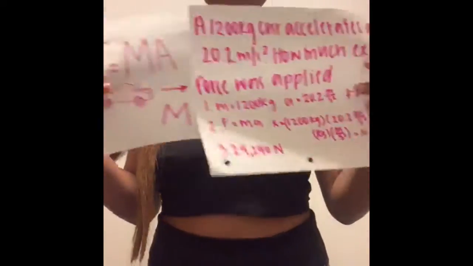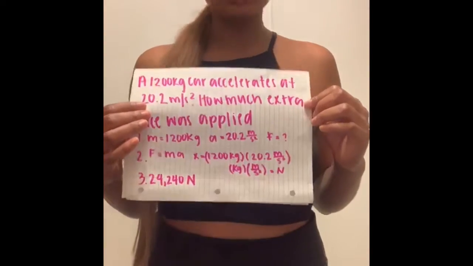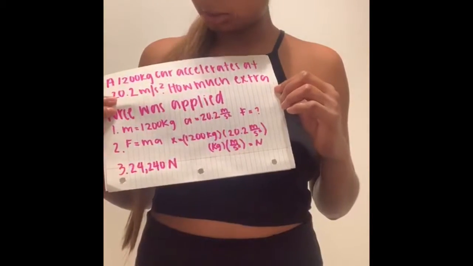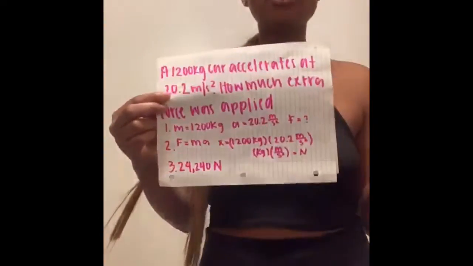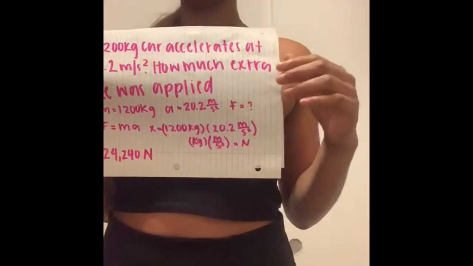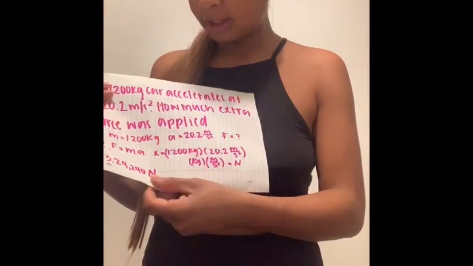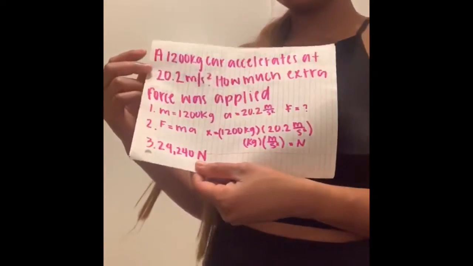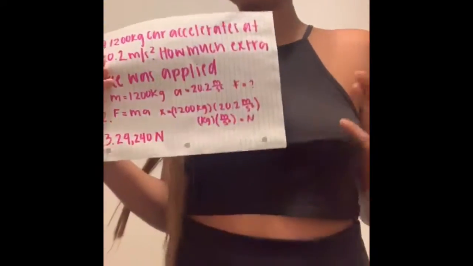An example of this would be a 1,200 kilogram car that accelerates at 20.2 meters per second squared. How much force was applied? The first step would be to figure out your units and what is applied to those units. So we know that the mass is equal to 1,200 kilograms, the acceleration is equal to 20.2 meters per second squared, and the force we do not know.